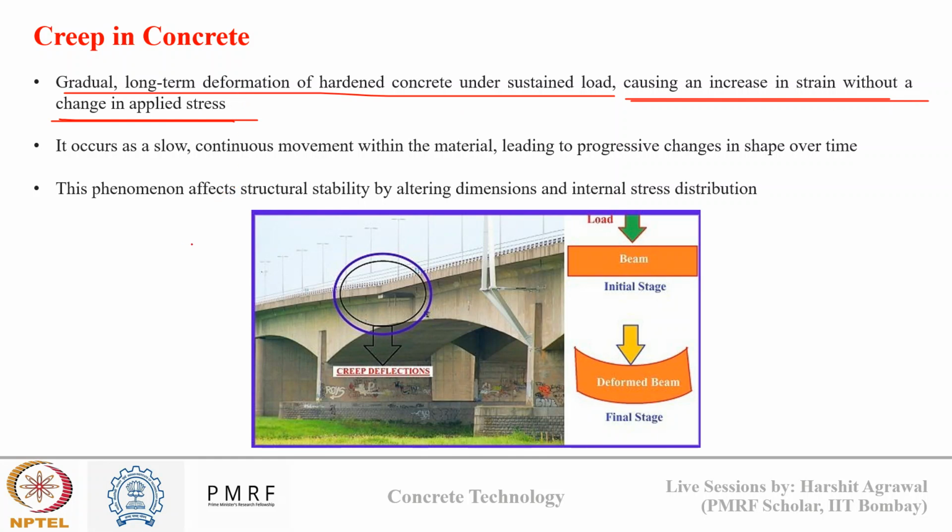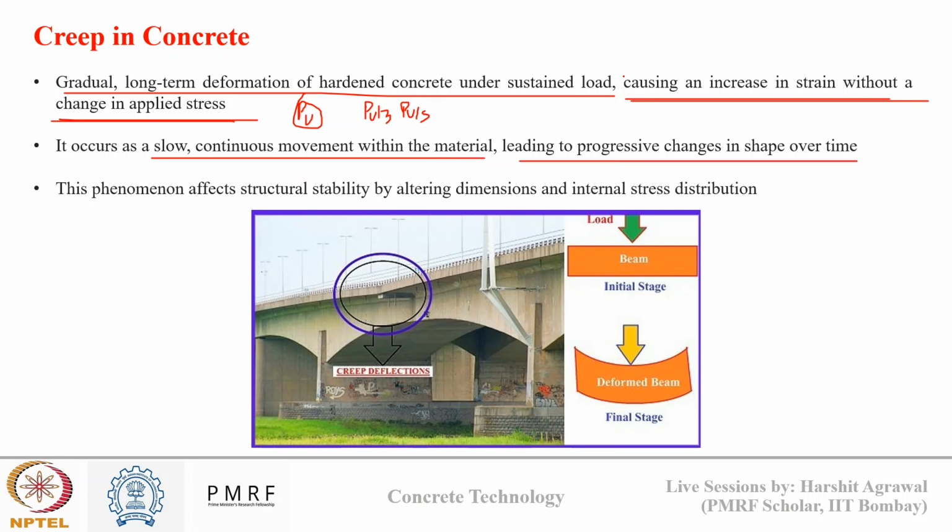This load may not even be around Pu. We know Pu is the failure load, but we are applying a very small load, Pu by 3 or Pu by 5. It is nowhere close to Pu, but still there can be failure in concrete due to sustained loading action, which results in deformation in concrete. As written in the second point, it occurs as slow, continuous movement within the material, which leads to progressive change in shape over time.